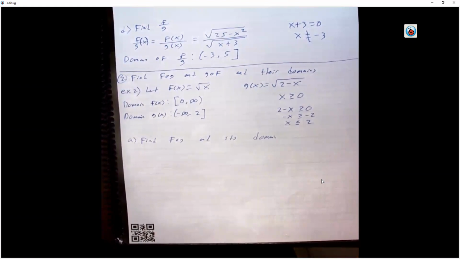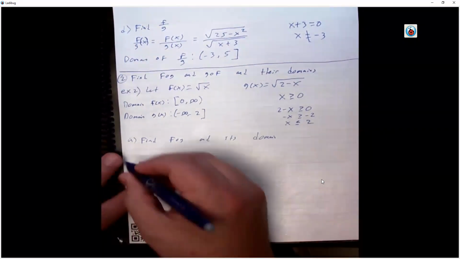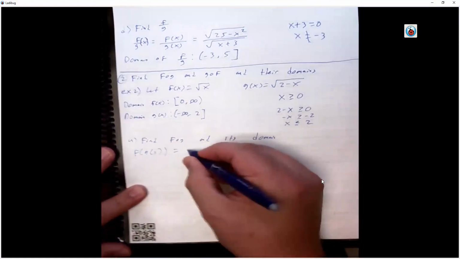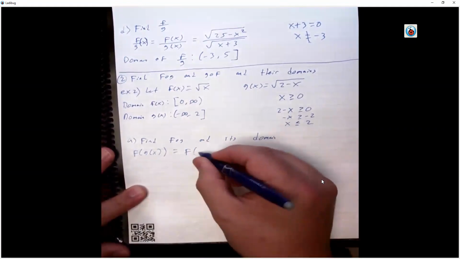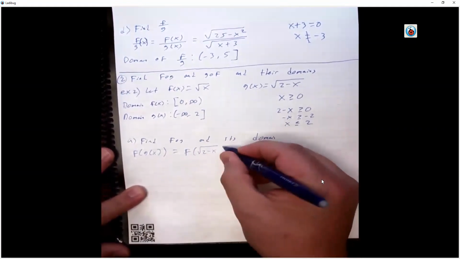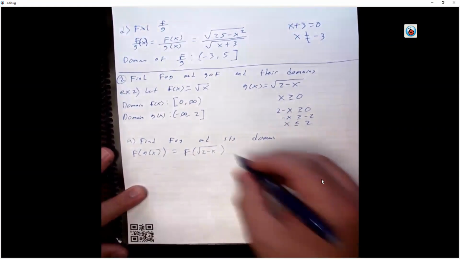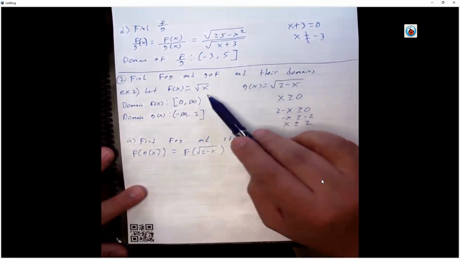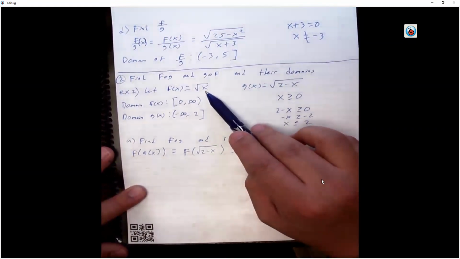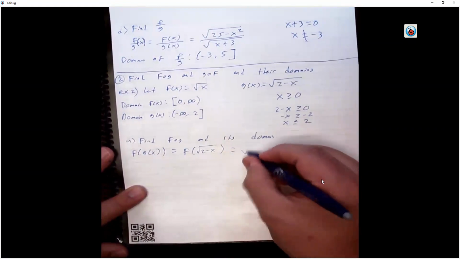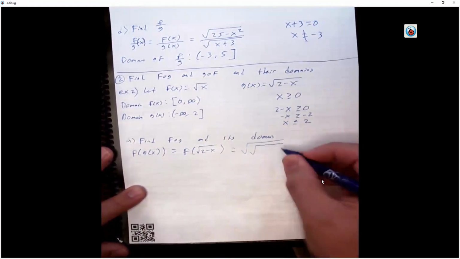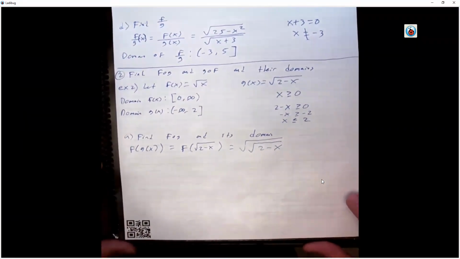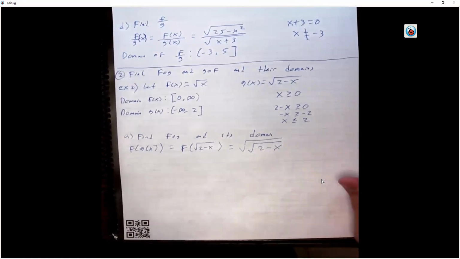All right, part A, find f of g and its domain. So f of g is equal to f of the square root of 2 minus x, which means that this whole thing is going inside there, right? So when I have the square root of a square root, this looks kind of weird. But it's still legit, it's not wrong.